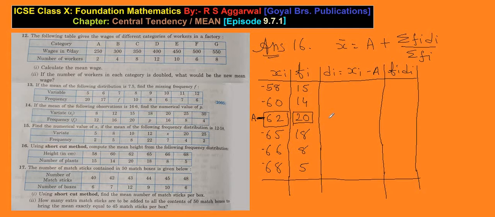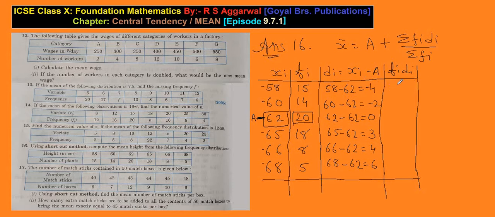So here xi: 62 minus 62 is equal to 0. 60 minus 62 is equal to minus 2. 58 minus 62 is equal to minus 4. Here 65 minus 62 is 3. Here 66 minus 62 is 4. And here 68 minus 62 is 6. So we got di, now we require fi di.